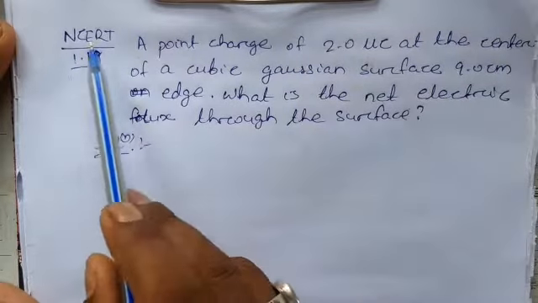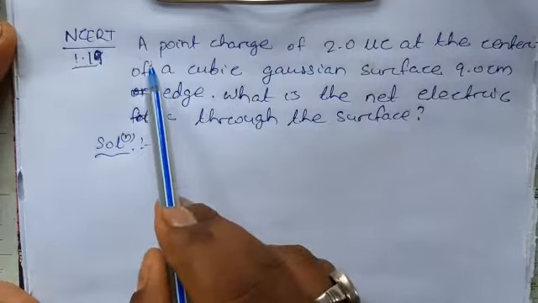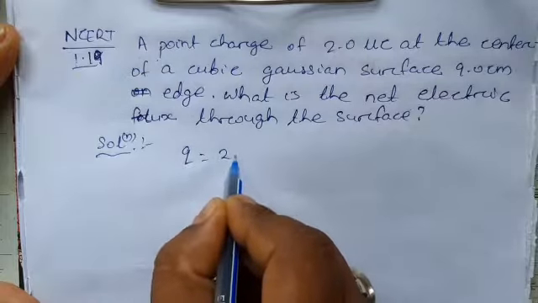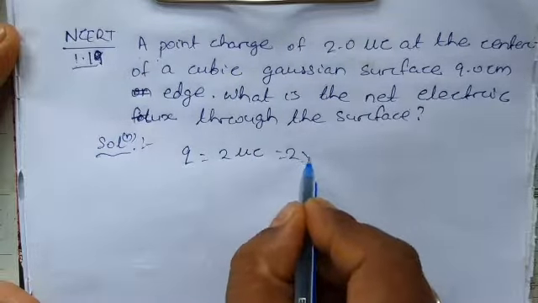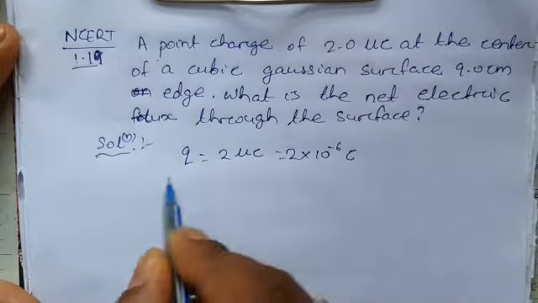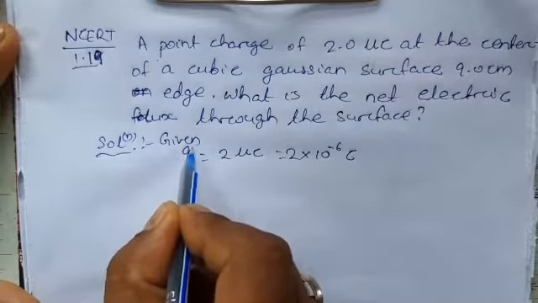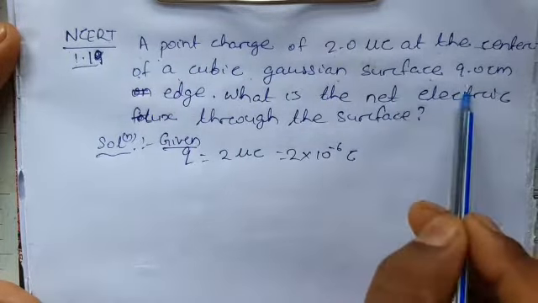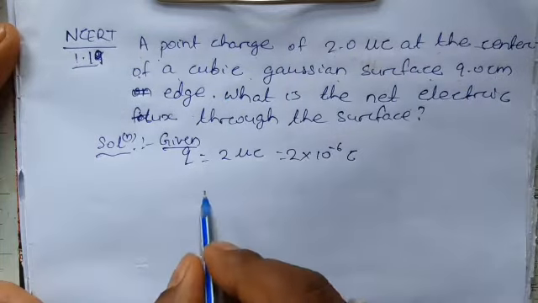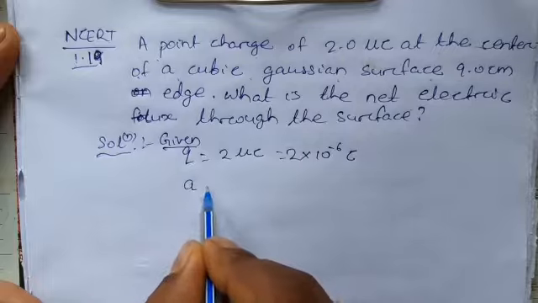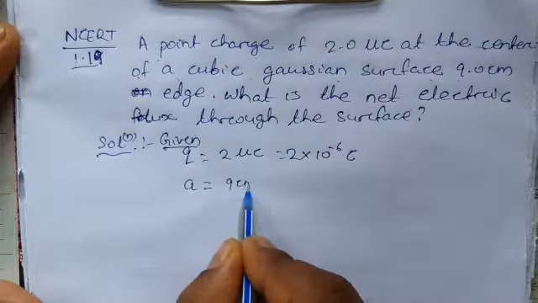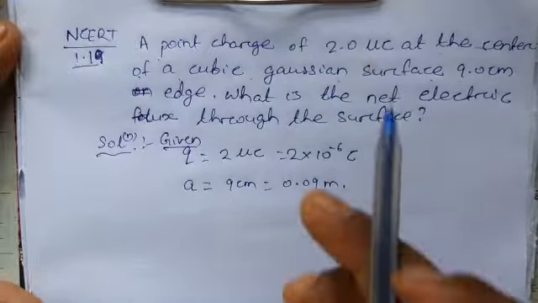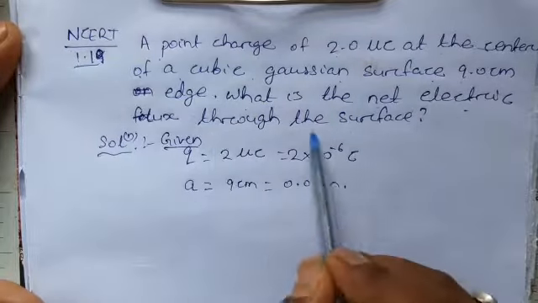Okay, going to the next problem, NCERT 1.19. A point charge of 2 microcoulomb. So I will take the charge Q equal to 2 microcoulomb, that's equal to 2 into 10 to the power minus 6 coulomb. This is the given section. At the center of a cubic Gaussian surface, 9.0 centimeter edge, means the edge of the Gaussian surface is 9 centimeter, or this can be written as 0.09 meter. Then what is the net electric flux through the surface?